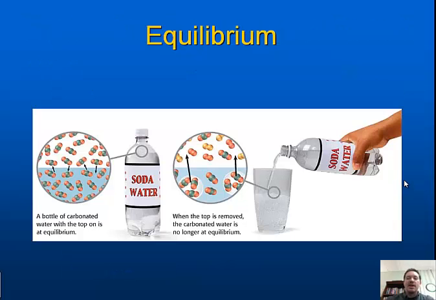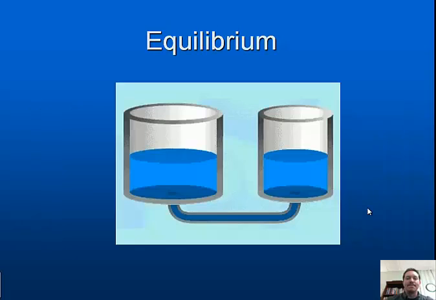So we see this in soda. We've got a bottle of carbonated water with the top on at equilibrium. So we do have carbon dioxide that's in the space above the liquid, and carbon dioxide that's in the liquid itself. When the top's removed, the carbonated water is no longer at equilibrium, so we do get more of a release of this carbon dioxide. It tends to come out of the solution because you've reduced the pressure on this system of this soda bottle.